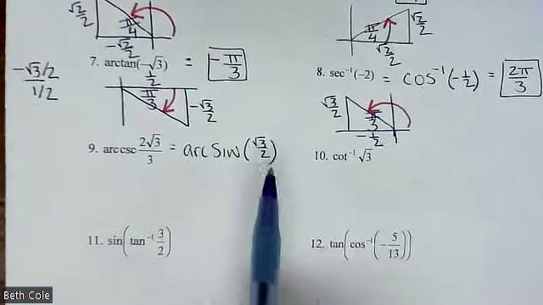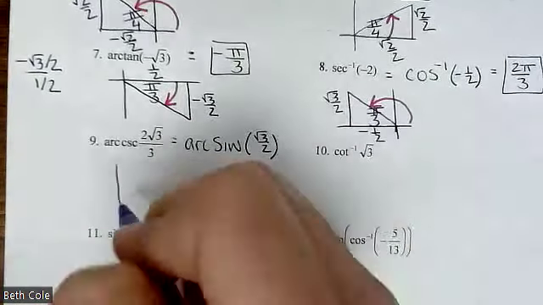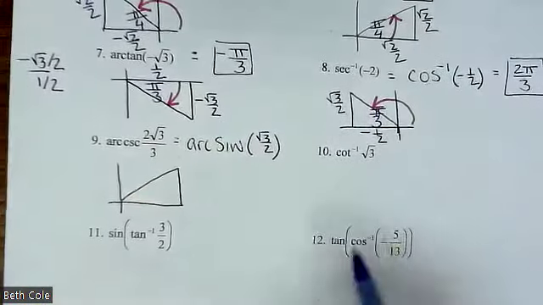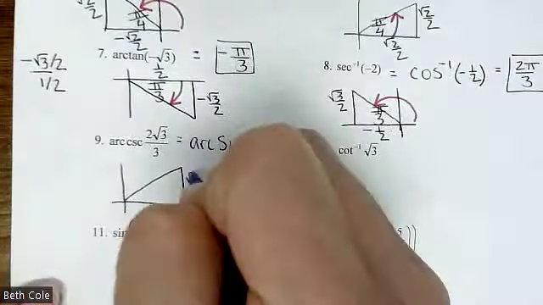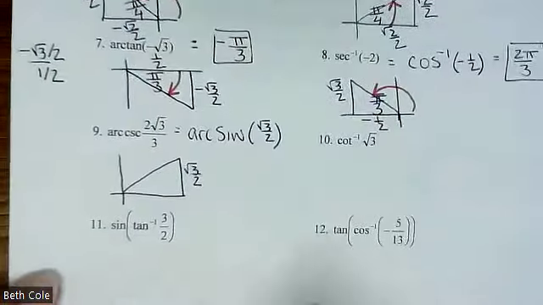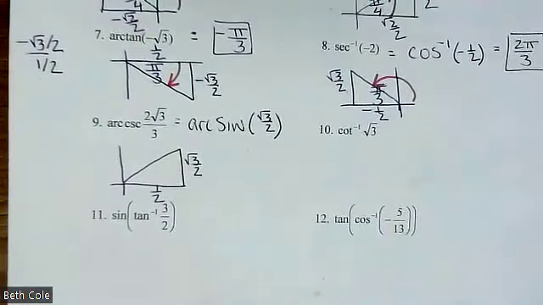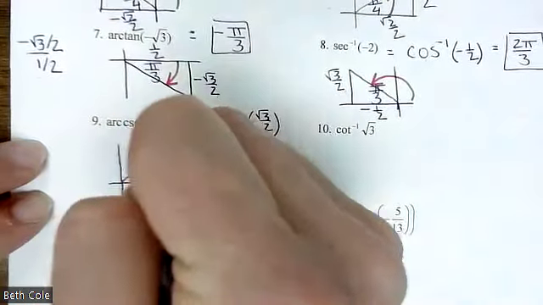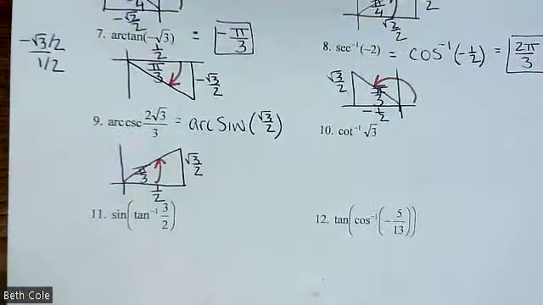Right? What quadrant are we in for this one? First, why are we in the first quadrant? Positive. Sine is the y value. So that goes here. That means the other side is 1/2. What's the angle? Pi/3. And because we're in quadrant 1, that's your answer.